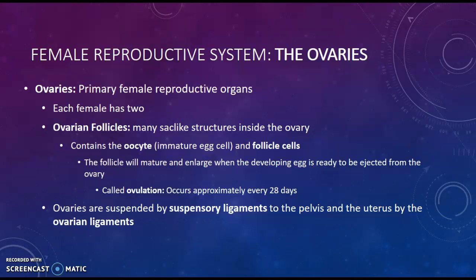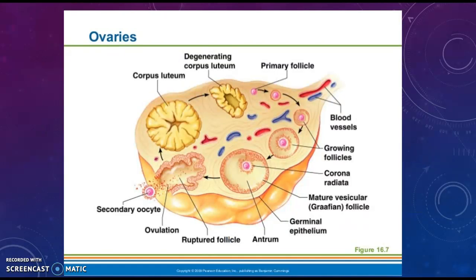The ovaries are suspended by ligaments to the pelvis and the uterus by ovarian ligaments. So here is the inside of an ovary, and what happens is you're going to have a little primary follicle surrounding the egg, and as the egg is maturing, so is the follicle. The follicle is kind of helping to nurture the egg, and once the egg is ready for ovulation, the follicle will rupture and allow this secondary oocyte to get released from the ovary, and then the follicle will just degrade away.